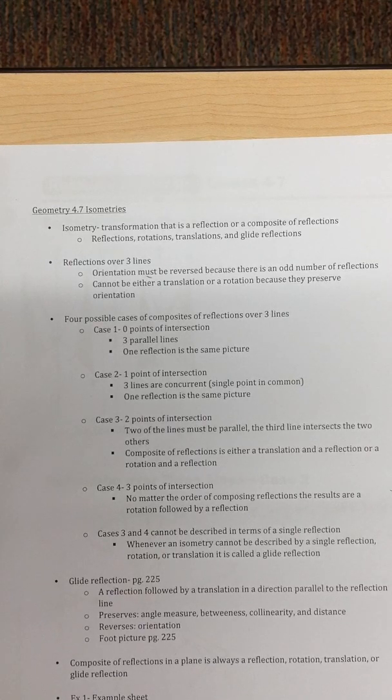Okay, so how this is going to work. Orientation, so clockwise, counterclockwise, has to be reversed. It's not going to stay the same. It's going to switch to the opposite of whatever it is because there's an odd number of reflections. So if we do one reflection, it's going to switch. If we do two, which would be an even number, it switches back to the original. Then if we do three, it's going to switch again. So since it's an odd number of reflections, it's going to be reversed. And this also means that it can't be a translation or a rotation, because those both preserve orientation. So it would basically either be a reflection or a glide reflection.